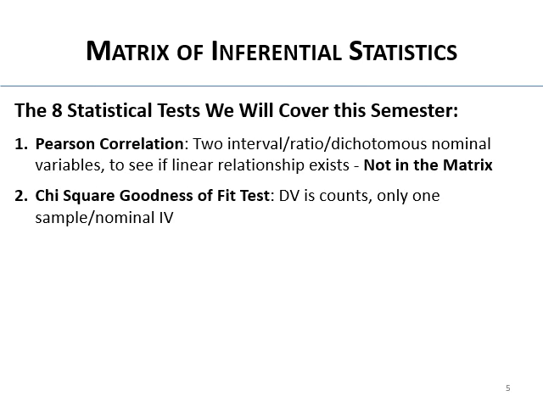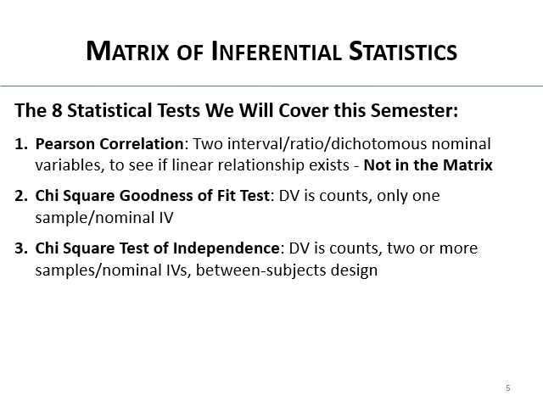There's something called the chi-square goodness of fit test, and this is when you've got a DV that counts only one sample, only one nominal IV. So you're just comparing across the counts of something. You want to know if they differ. Then we have a slightly more complicated chi-square. It's in a couple places in the matrix. It's called the chi-square test of independence. And again, the DV's counts. That's what makes it chi-square. If it's just counts of things, it's chi-square. Okay, you just got to figure out which one.